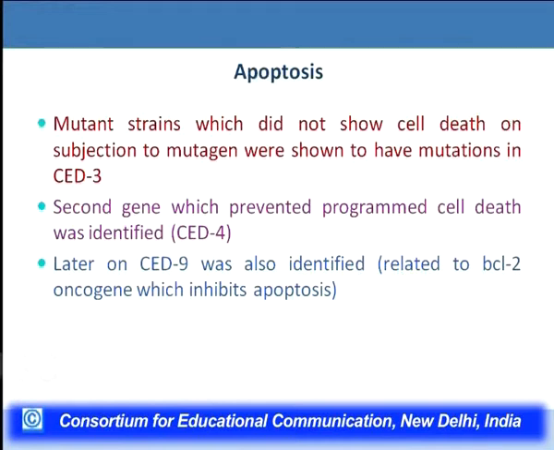More studies were carried out, and it was seen that there was a second gene which prevented programmed cell death, and it could be identified easily, and it was termed the CED4 gene. After that, studies continued and a new gene was found, CED9, which was later found to be related to the BCL2 oncogene, and it inhibits apoptosis. So different sets of genes were found which either promoted or inhibited apoptosis. CED3 was promoting apoptosis, cell death of the specific type, and CED9 was inhibiting apoptosis. Now if CED3 was mutated, that means it was not able to carry out its function, then it cannot kill those cells, and therefore those cells were living in those particular strains.